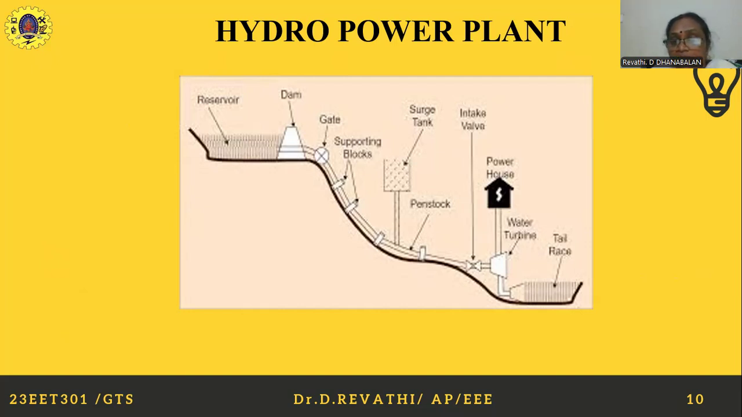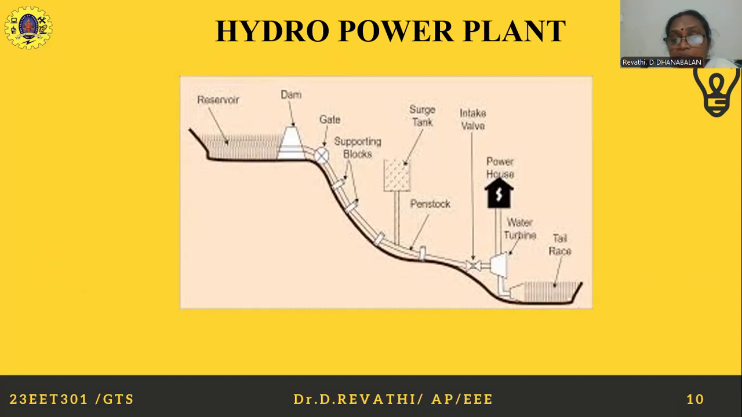Then another one is the power house. It is also one of the components. The power house consists of the generator, the transformer, and from the transformer to the transmission line. The generator converts energy into electrical energy and is coupled with the turbine, and after that it is transferred to the transformer. It steps up the voltage and serves the transmission line.